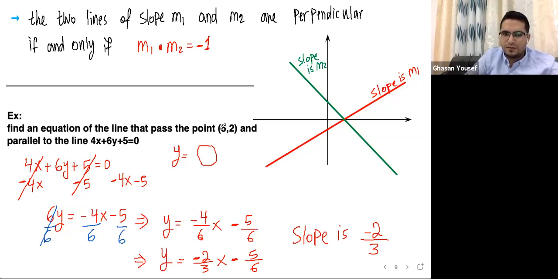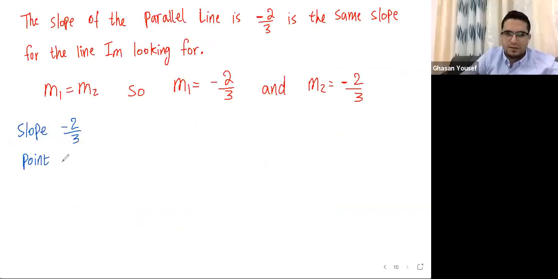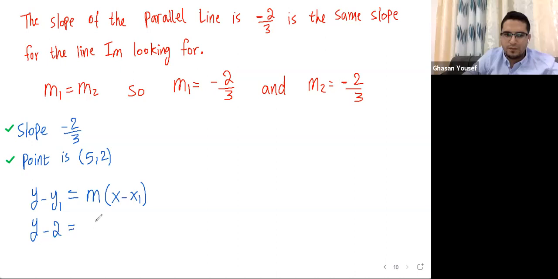What is my point? 5 and 2, the point is (5, 2). So I have the slope, I have the point. Now I can find the equation of the line: y minus y1 equals slope m times x minus x1. y1 is 2, equal the slope, which is minus 2 over 3, times x minus x1. x1 is 5.